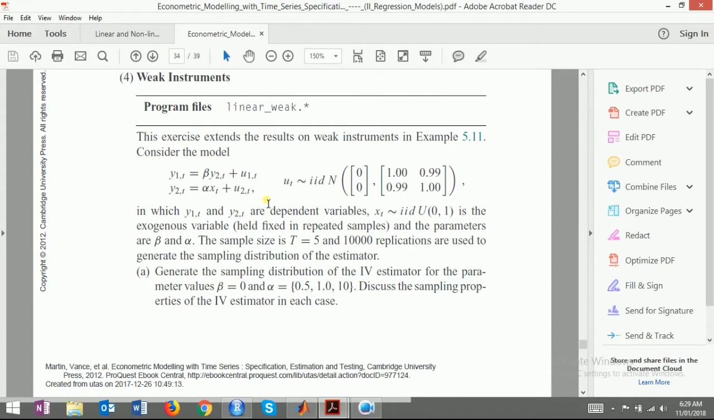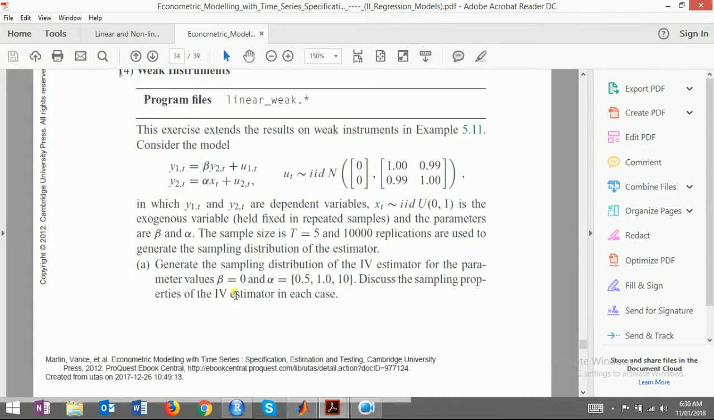Consider the model y1t equals beta y2t plus u1t, and y2t equals alpha xt plus u2t. We have already seen that, in which y1t and y2t are dependent variables. X is IID, uniformly distributed with 0 mean and 1 standard deviation, and is the exogenous variable, which is fixed in repeated samples. The parameters are beta and alpha. The sample size is T equals 5, and 100,000 replications are used to generate the distribution of the estimator.